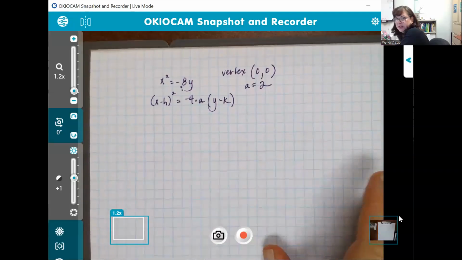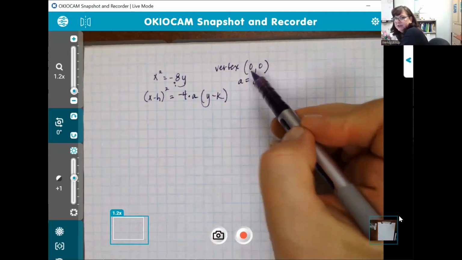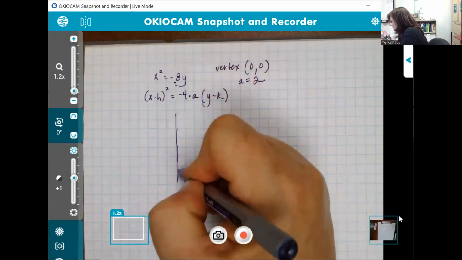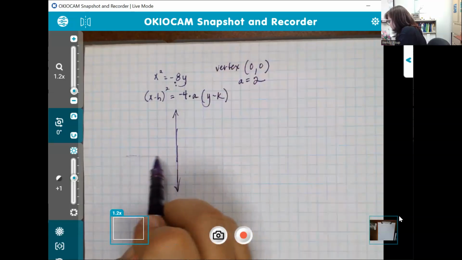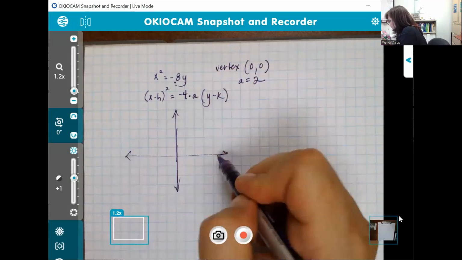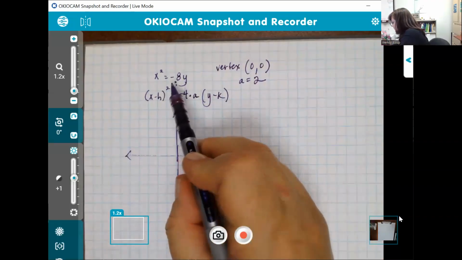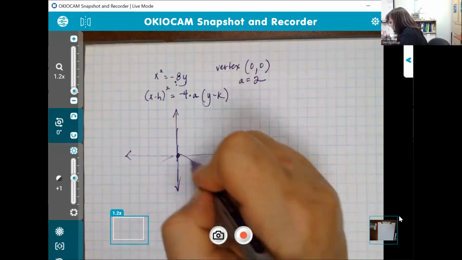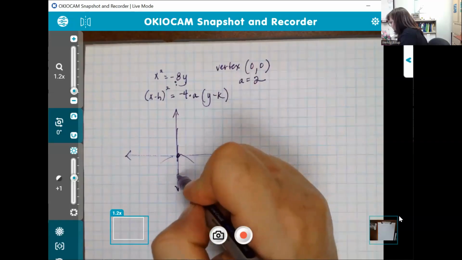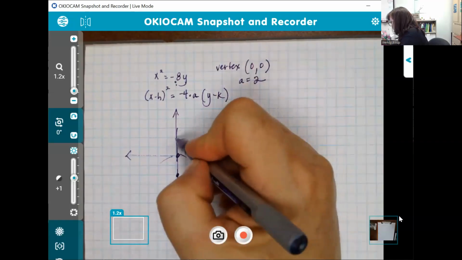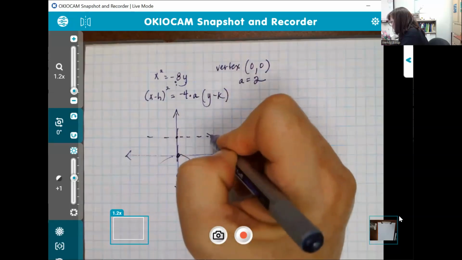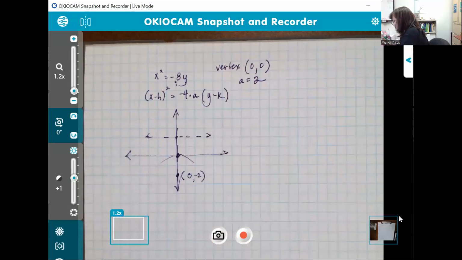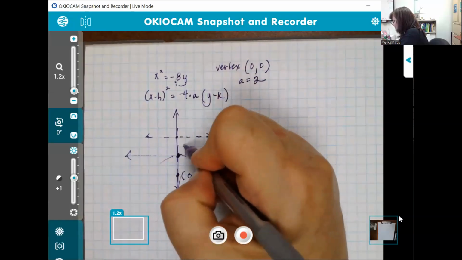Okay. So there's a lot you then know about this. If your a value is 2 and your vertex is 0, 0, and it starts with an x squared, that means it's going to open up or down. These are the traditional function parabolas. It's going to open down though with that negative, and it's got a vertex of 0, 0, so we're going down. That means our focus is 2 units down, and our directrix would be 2 units in the other direction. So this is our focus at 0, -2, and that's our vertex at 0, 0.